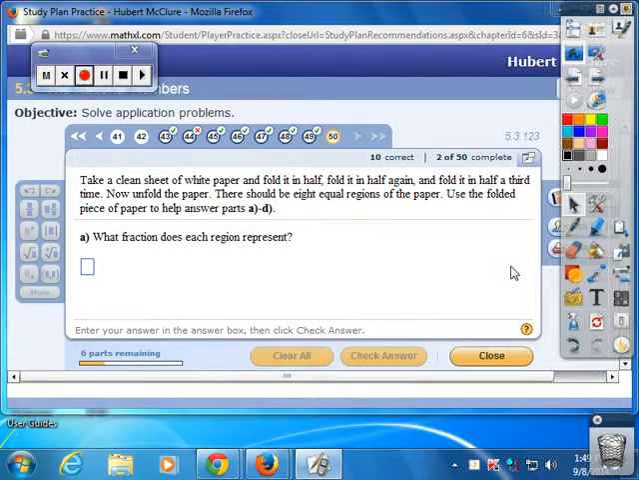Take a clean sheet of white paper and fold it in half. Fold it in half again and fold it in half a third time. Now unfold the paper. There should be 8 equal regions. Use the folded piece of paper.